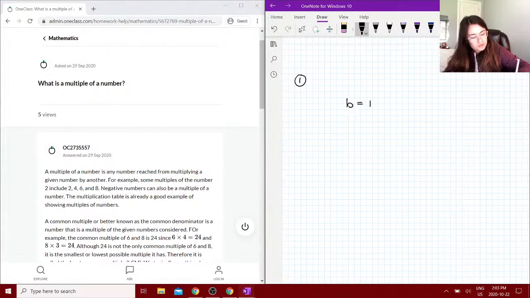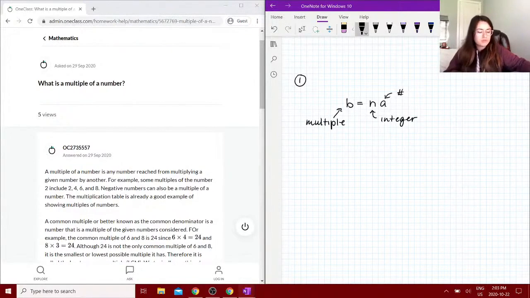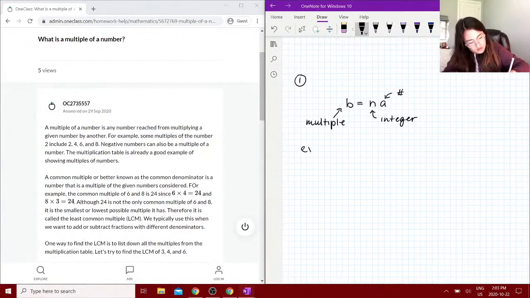B equals n times A, where A is just your arbitrary number, n is an integer, and B, therefore, is the multiple. Okay? So a multiple is just that, just a number times an integer, and then the product is a multiple. So it gives an example here.